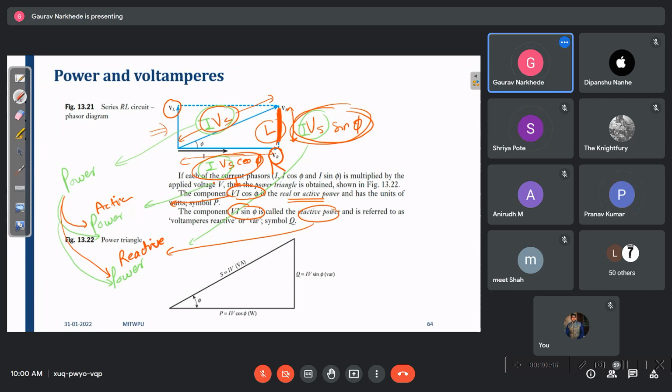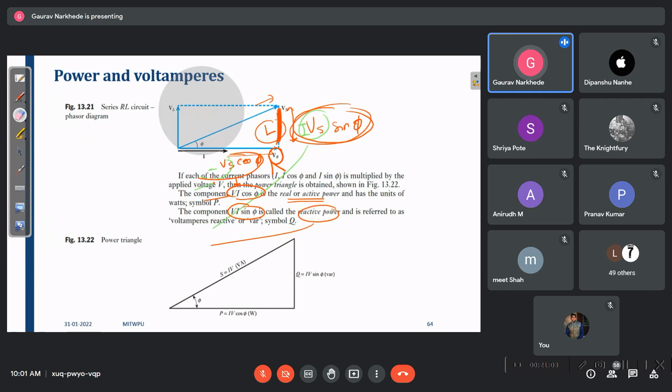And then what is the total power of the circuit? Active power plus reactive power, that is nothing but the total power, that is VI. Getting it? Okay, great. So I expect that you are getting this.